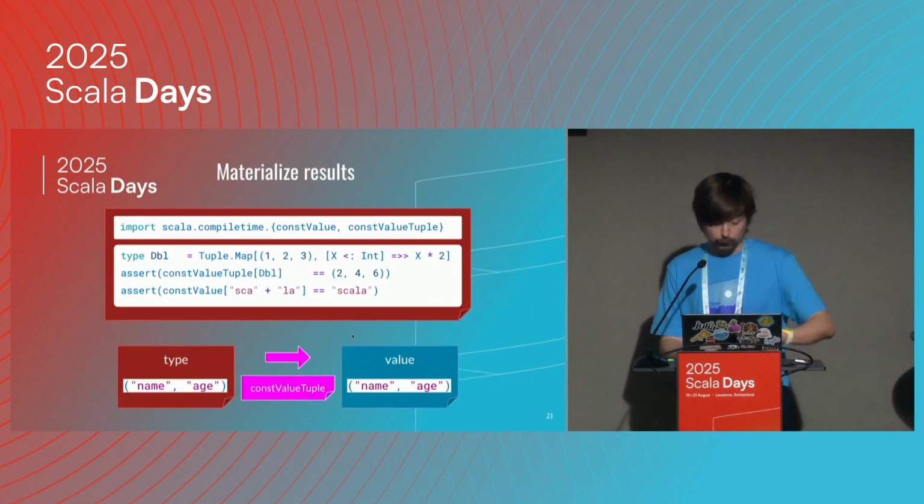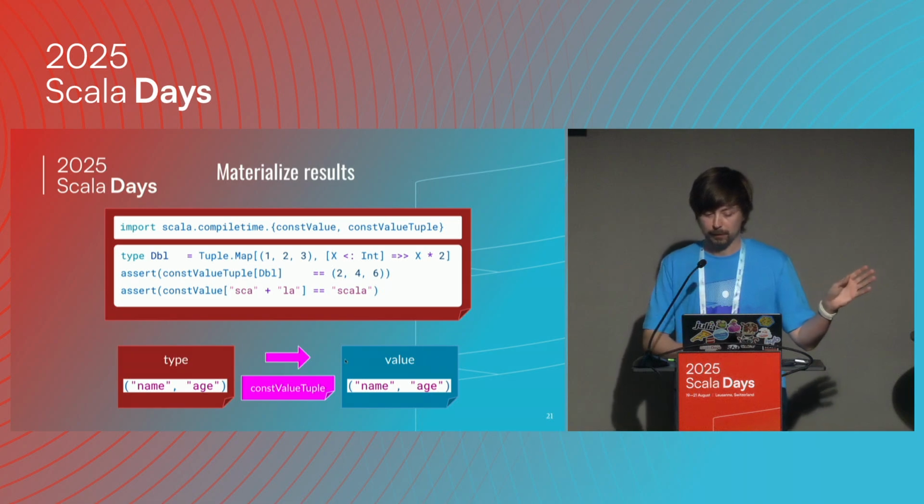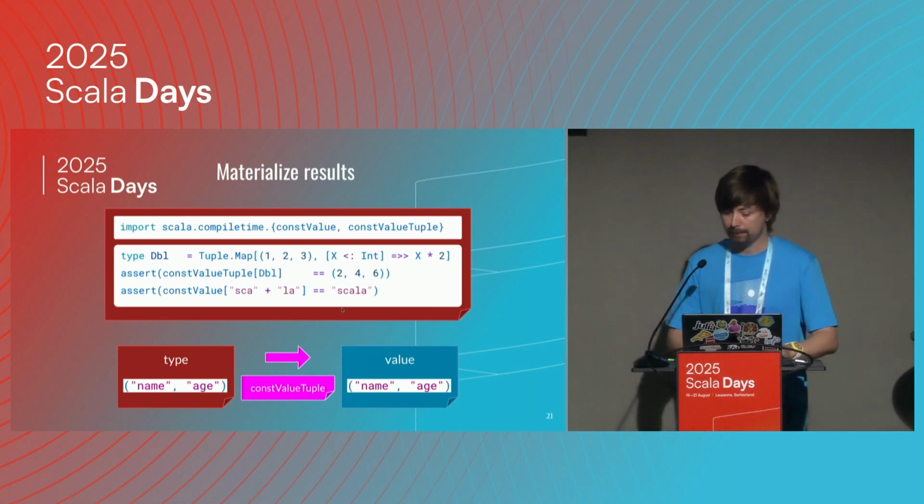You can also materialize values from your match type results. So let's say you had some sort of algorithm that computed a new value from a literal type. If you use const value, then you can materialize that as a runtime value. And we also have this one for tuples, const value tuples, so it can convert this result of doubling every value into a tuple at runtime.